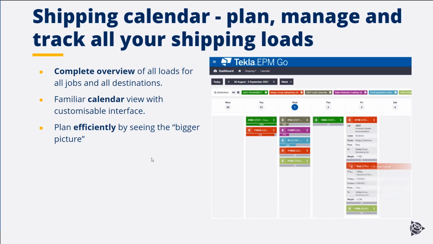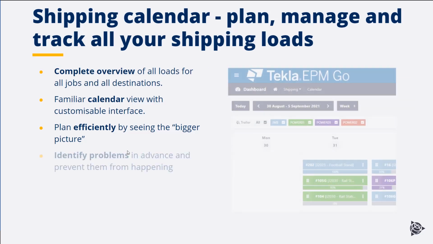By seeing the bigger picture, we can plan more efficiently and more effectively. Because we can see deliveries for multiple jobs, we can see where loads could be combined, perhaps to the galvanizer, and again use fewer vehicles and save on transportation costs.